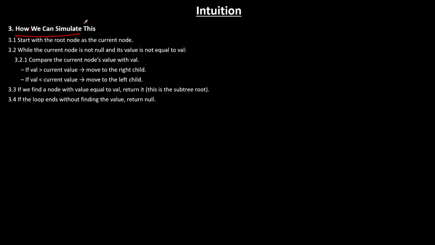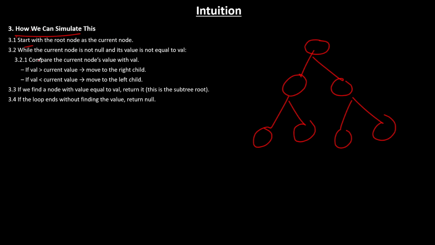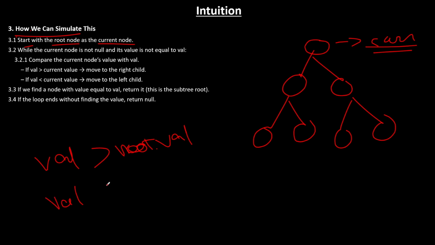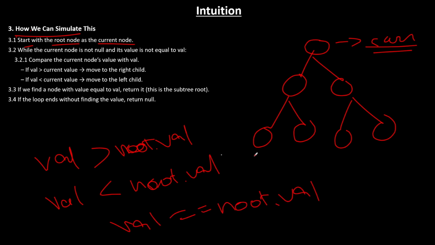Let's look at that. We will start with the root node. Let me draw the tree. We will start with the root node as the current node. Let it be the current node because we will start from somewhere, right? And we will check if the value which was given to us is greater than the root value, or whether it is less than the root value, or whether it is equal to the root value. Which one is true here? Greater than, less than, or equal to, right? So we will do this thing.